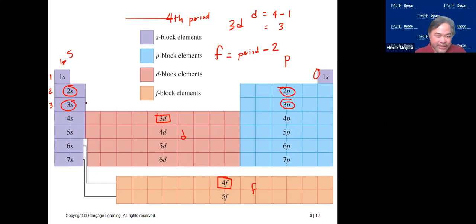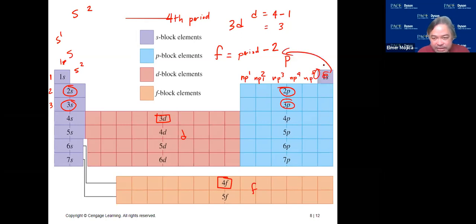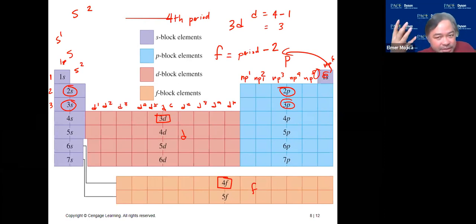Because if you're going to look at this in the 1s, s can only have at most what? 2. So this is the S1 and this is the S2. Okay? And then in the P, this is the NP1, NP2, NP3, NP4, NP5. That one should go to the ester. And then this is the NP6. What is the n there? Depending if it's the second, third, fourth, or fifth period. The same thing with the D here. So you have D1, D2, D3, D4, D5, D6, D7, D8, D9, D10. Okay? So those are how you do the electron configuration.